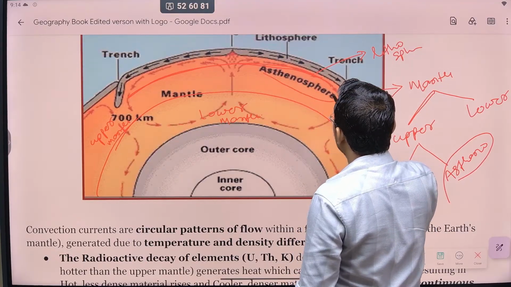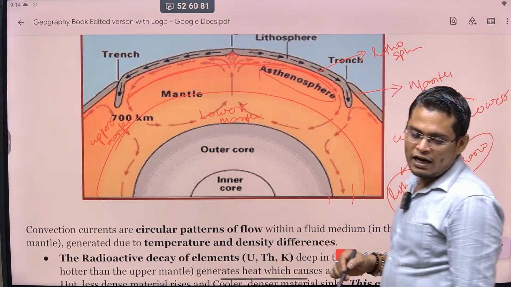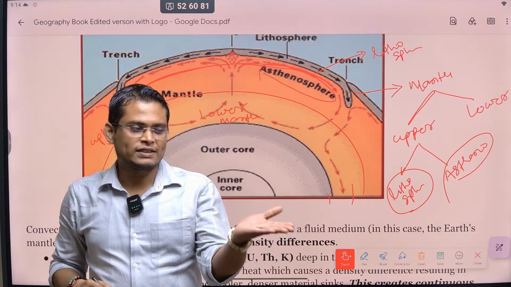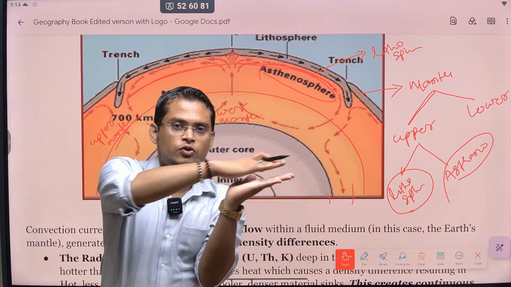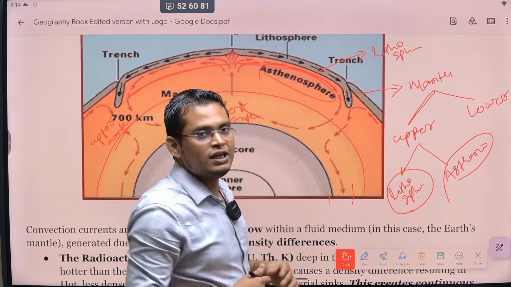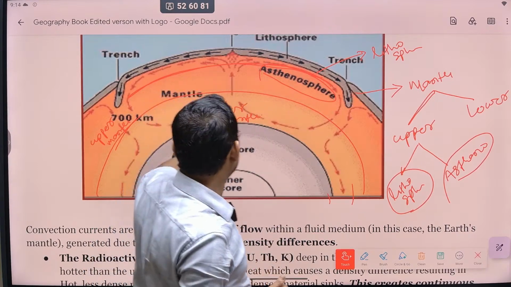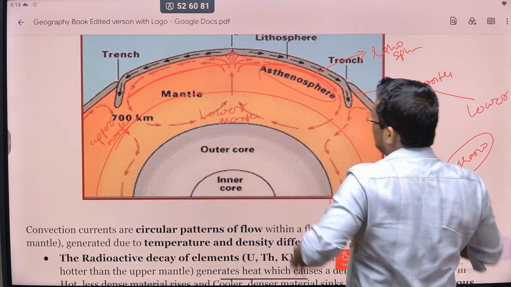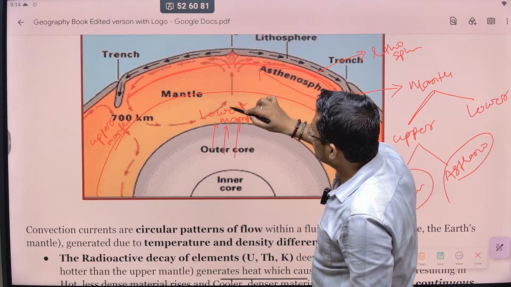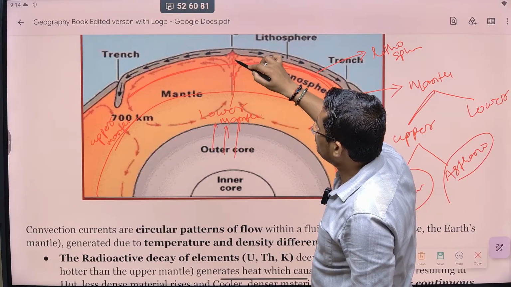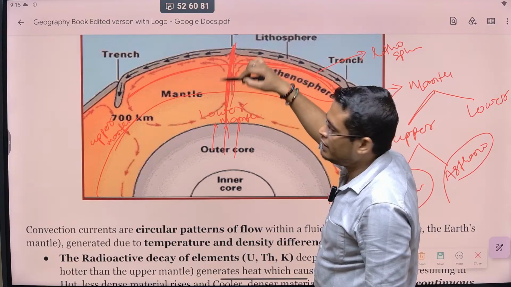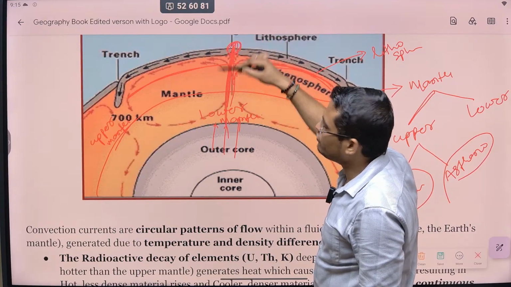And the bottom portion is called asthenosphere, and we know that asthenosphere is a soft, plastic layer. On top of the asthenosphere, the lithosphere is actually moving. Because of excessive heat that is being supplied from the core, it tries to move outward and find a weak place. Where there is a weak place, it comes out on the surface and forms a new continent.